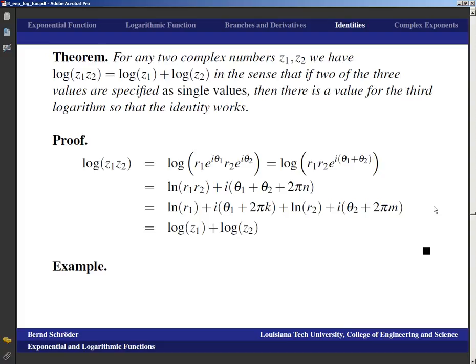And again, we have to be careful here. As an example, 0 is the logarithm of 1, we know that.